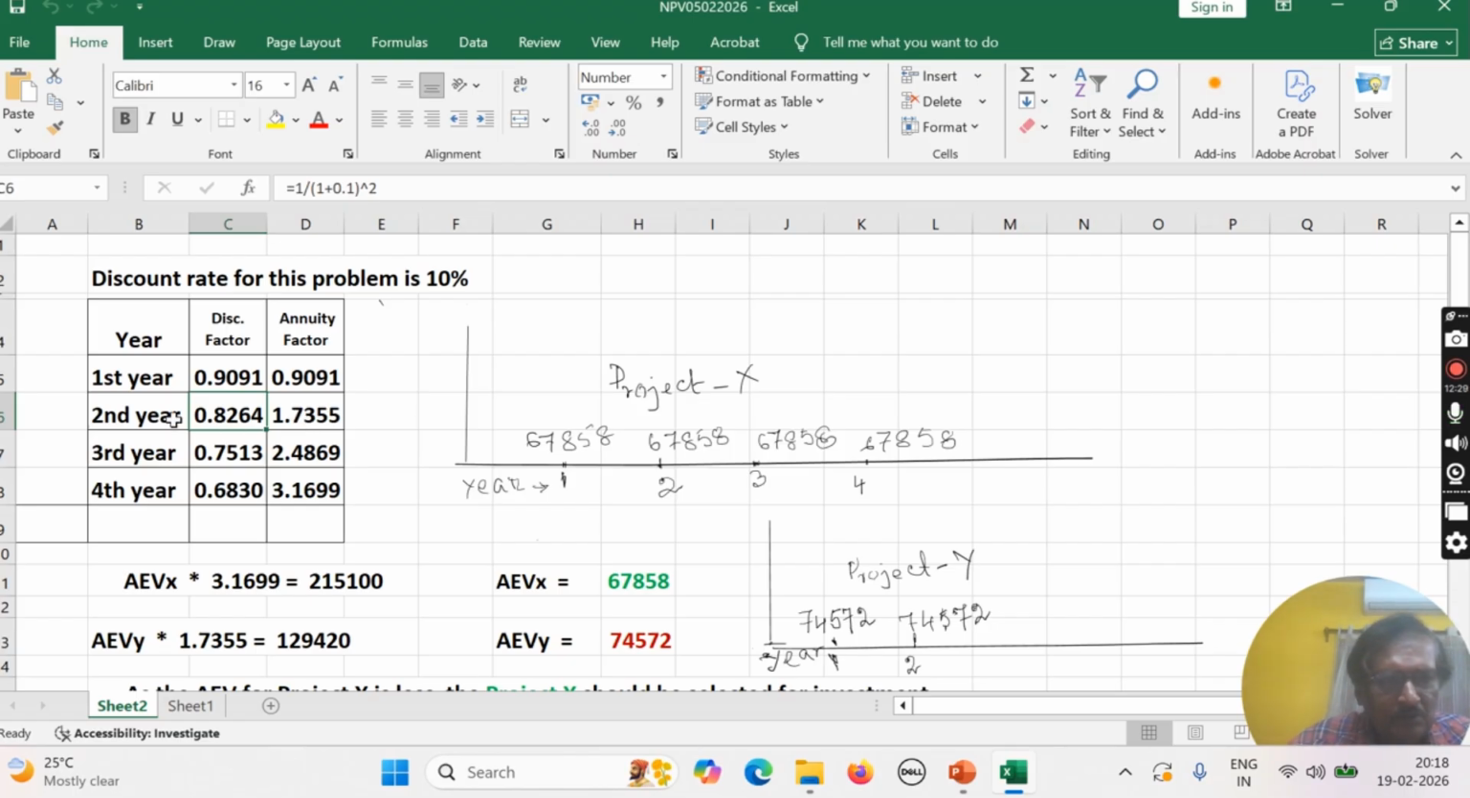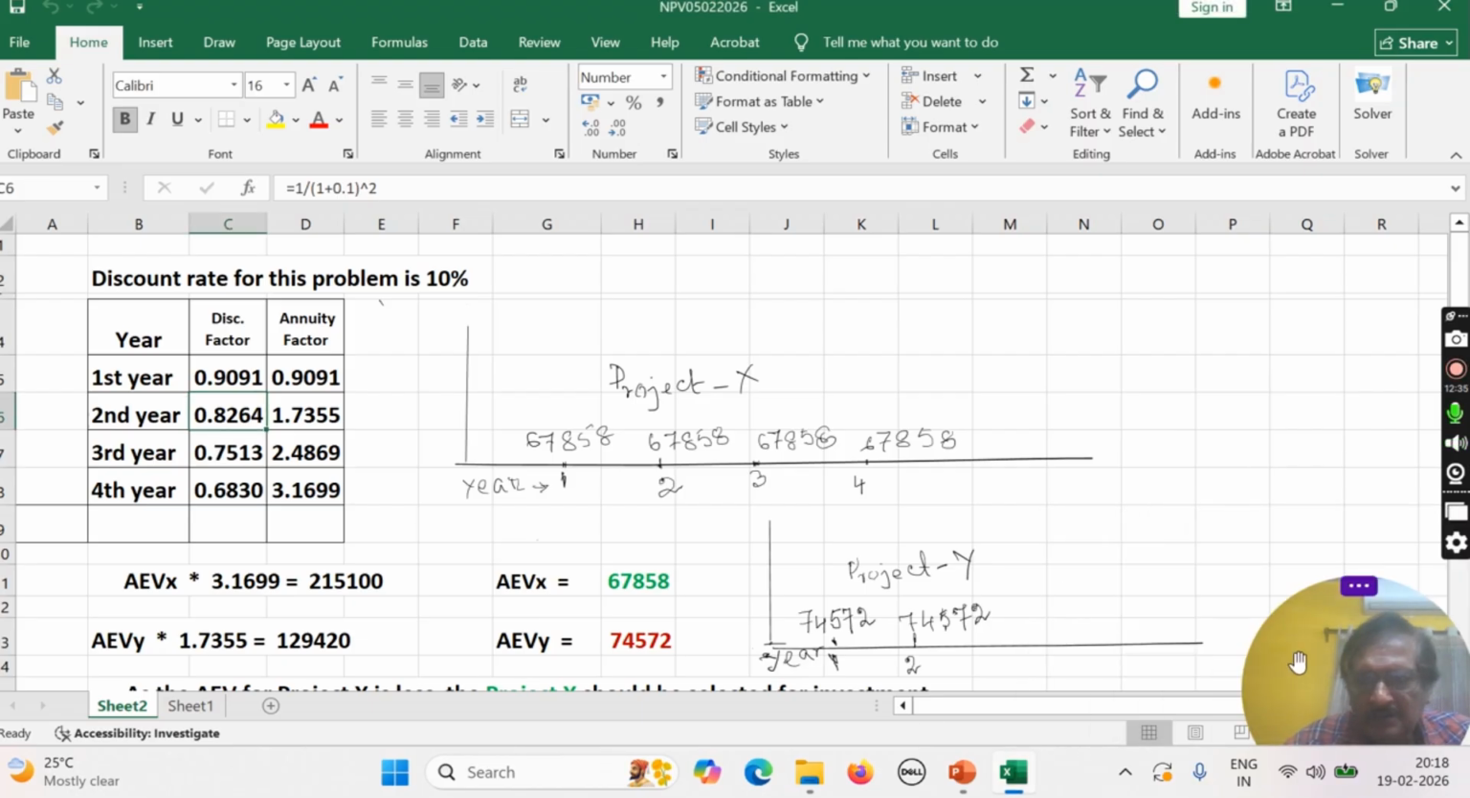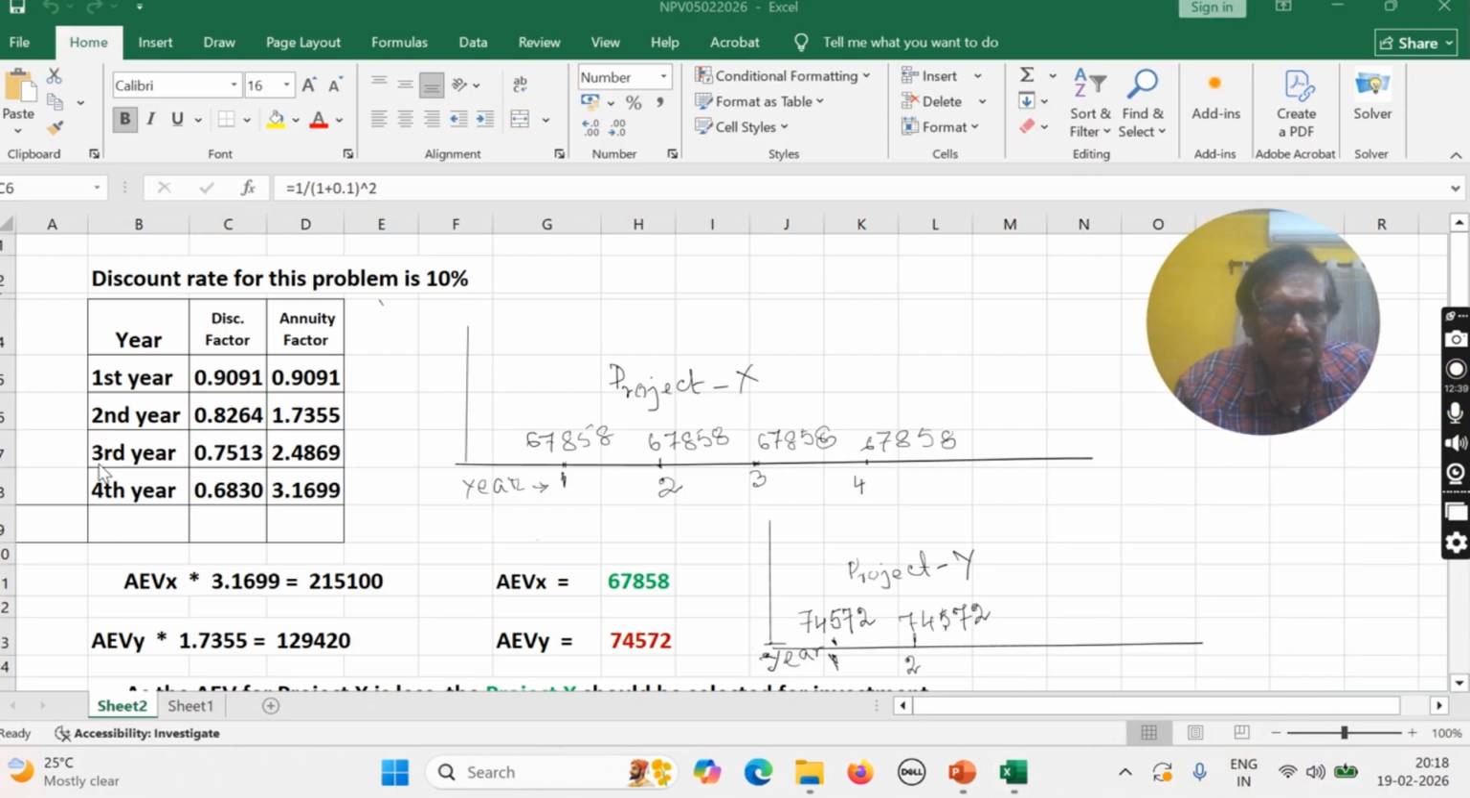If 2 years are considered, for 3 years what will happen? For the third year, the present value factor, the discount factor, is 1 by 1 plus 0.1, where 10% is the discount rate, raised to this power, and this is the annuity factor after 3 years. And after 4 years you have to add this plus this, then you will get this. That is done. And after 4 years the annuity factor will be this. In this way the annuity factor is calculated. Even you can calculate it by calculator.